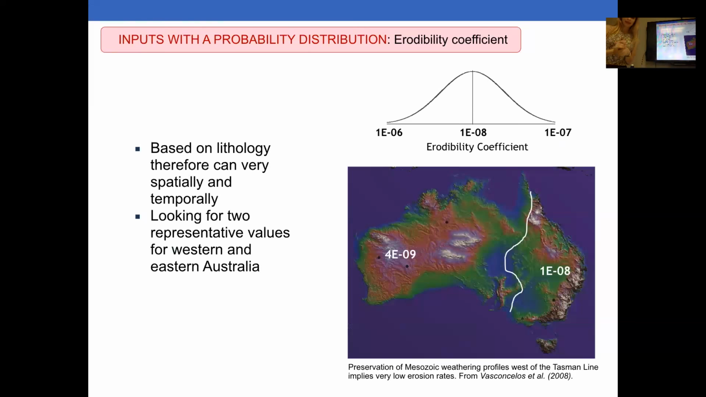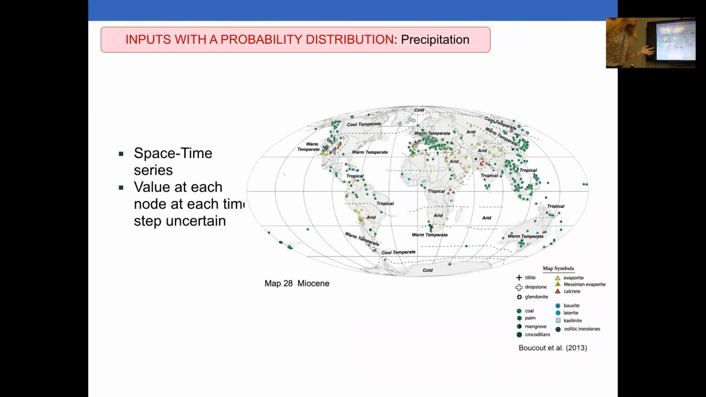So the final one we have is precipitation or rainfall, which is arguably the most complex and difficult to constrain parameter. This is because the precipitation value at each node, at each time step, is variable and can itself be arguably represented by some sort of probability distribution. So what we did in this study, we used a combination of reconstructed lithology data and also existing climate models.